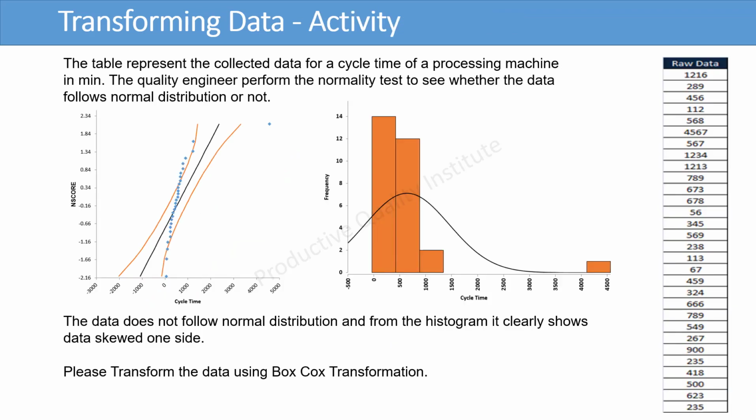The table represents the collected data for a cycle time of a processing machine in minutes. The quality engineer performed the normality test to see whether the data follows normal distribution or not. The data does not follow normal distribution, and the histogram clearly shows data skewed to one side. Please transform the data using Box-Cox transformation. Please perform the activity and send the output by email for assessment.